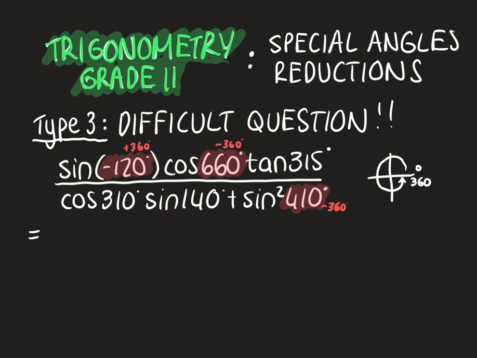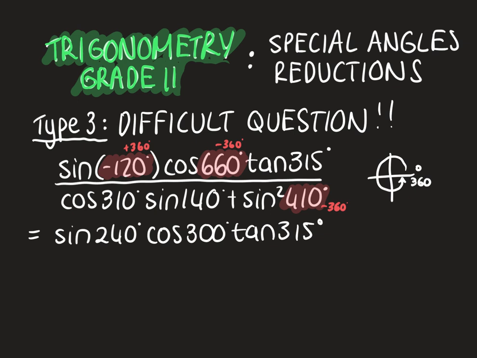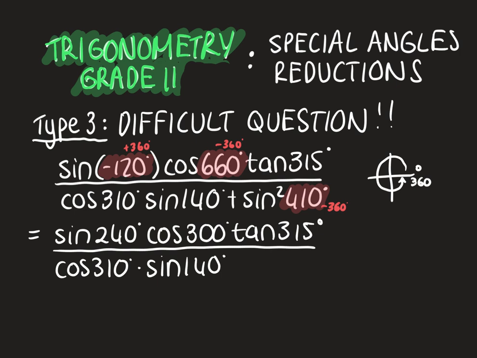Okay, so what we would get here is sine of 240. 240 falls between my range of 0 to 360. Fantastic, so my adding of 360 has done the job there. If I subtract 360 from 660, that gives me 300. 300 falls between 0 and 360. This tan of 315 will stay the same, all over my cos of 310. Didn't have to do anything to that one, or to my sine of 140. And then my sine squared 410, subtracting 360 gives me sine squared 50, which is awesome. By subtracting 360 from 410, I've already made it an acute angle, so there's no need for reduction for this one.